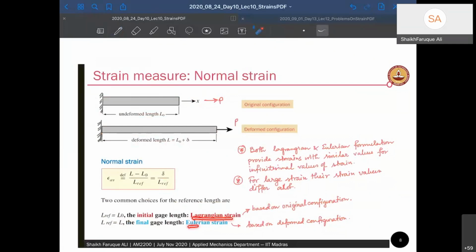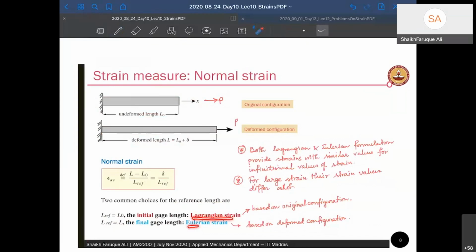Divide by some reference length, L ref. So this is the reference length, okay? The change in length is fine, right? We know my initial length, I know my final length, so I can make the change in length. Now, how do I choose the reference length?